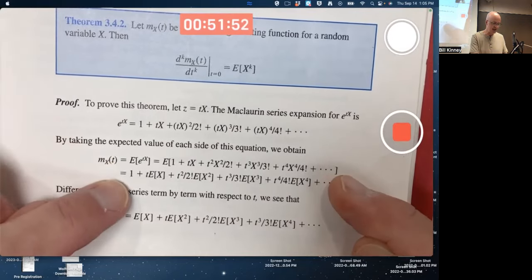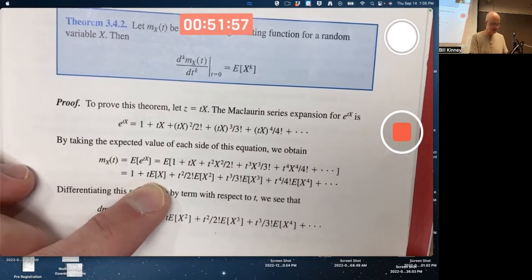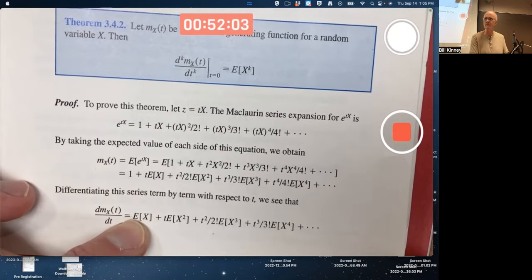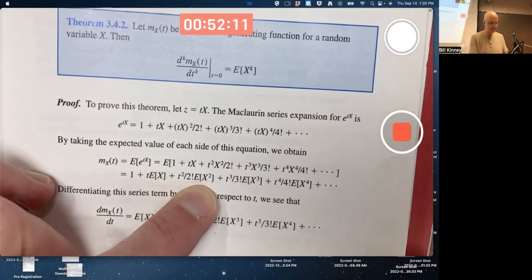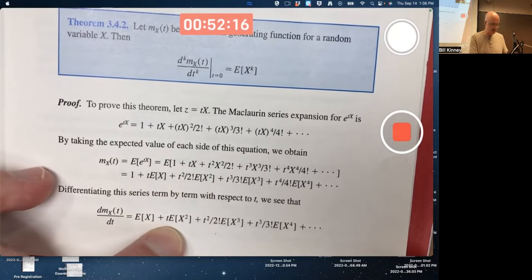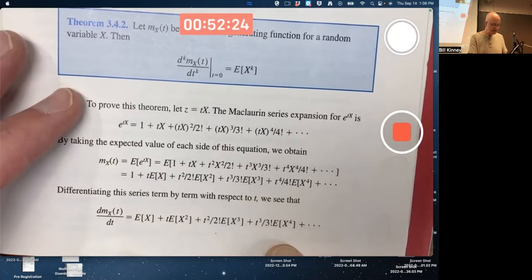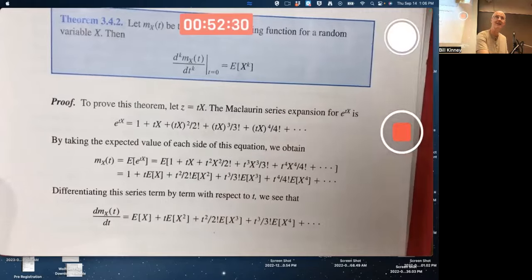Differentiate with respect to t. Derivative of 1 is 0. Derivative of t times E of x with respect to t is E of x. Did I say e to the x? E of x. It's just a number. Derivative of t squared over 2 factorial: bring down the power of 2, 2 divided by 2 is 1. That number, E of x squared, times t to the first. The derivative of that is that. Plug in t equals 0, you'll get the first moment, the mean. Magic.